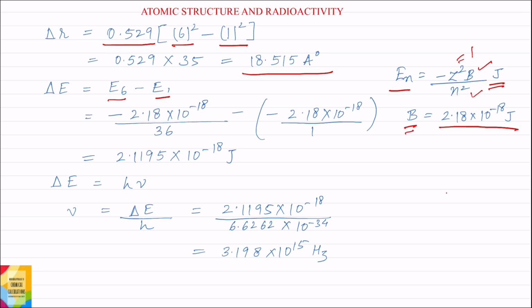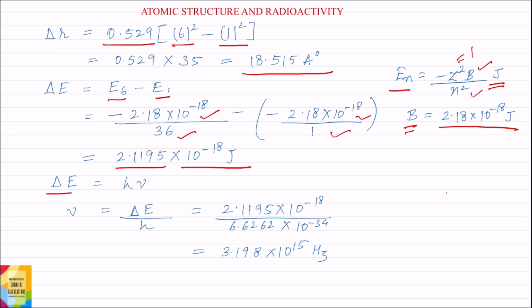So E6 minus E1 will be equal to: E6 will be minus 2.18 into 10 to the power minus 18 divided by 6 square, that is 36, minus E1, which will be minus 2.18 into 10 to the power minus 18 divided by 1 square, which is 1. Solving, the value of delta E comes to 2.1195 into 10 to the power minus 18 joules.